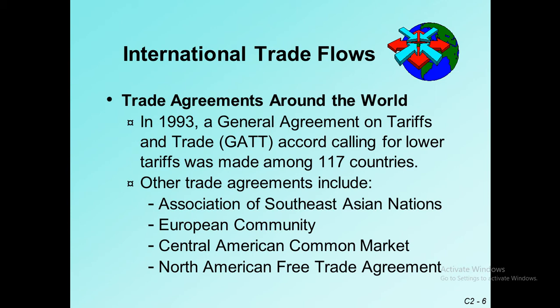Now the trade agreements around the world. In 1993, the General Agreement on Tariffs and Trade, which is called GATT, an accord calling for lower tariffs, was made among 117 countries. There are a lot of other agreements, such as the Association of Southeast Asian Nations, the European Community, the Central American Common Market, and the North American Free Trade Agreement. These are all agreements which work for the international trade flow. International trade flow is helped by all these associations and agreements.